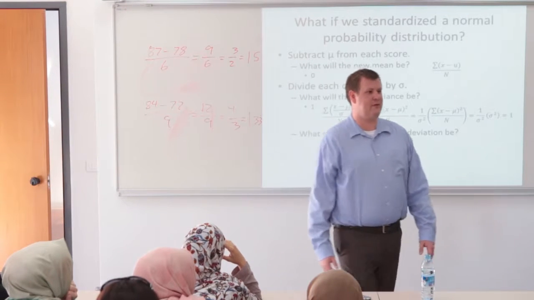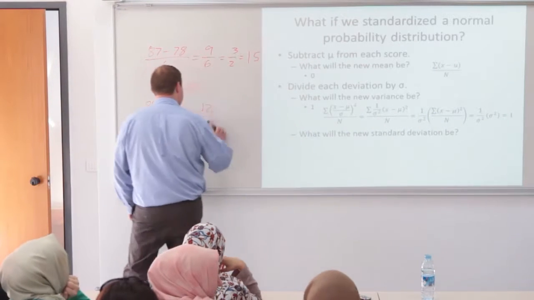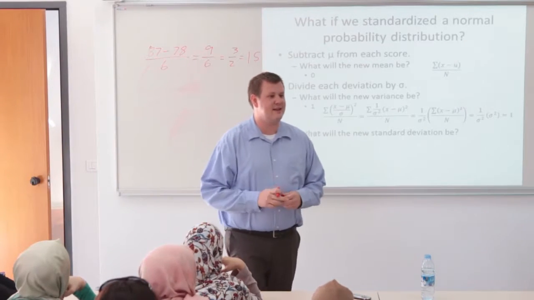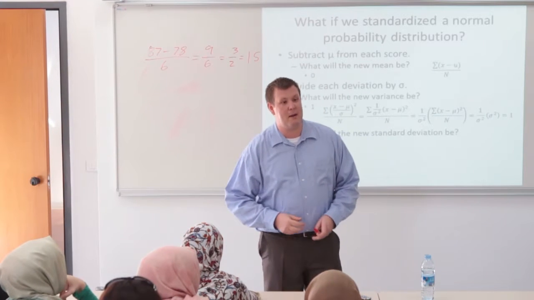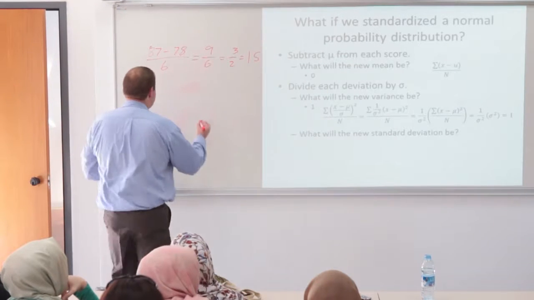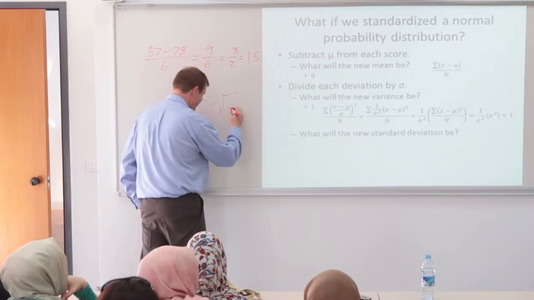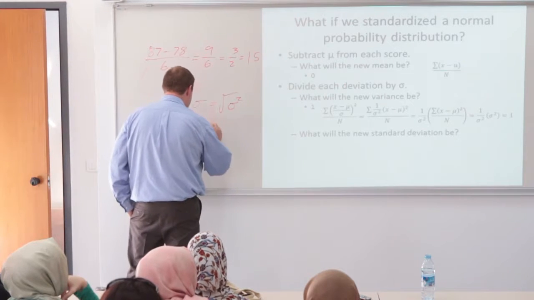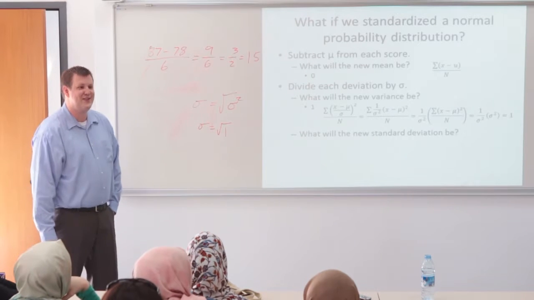Okay, we need a quick review. You have to take the square root. Yes, square root. We said that sigma, or the standard deviation, is just the square root of variance, right? So the square root of 1 is not 0, it's 1.